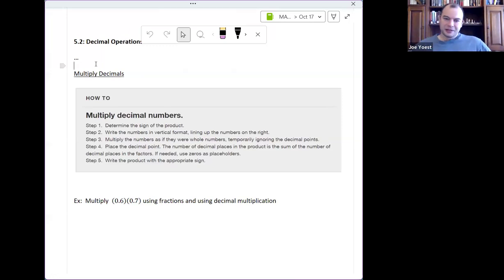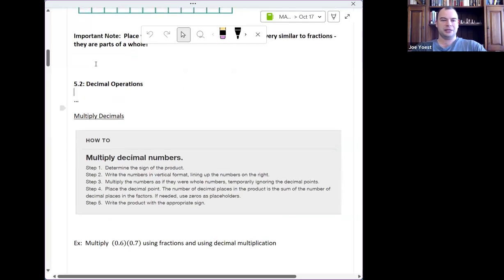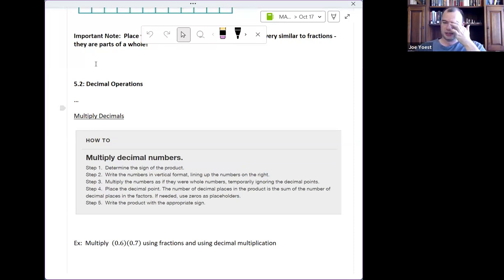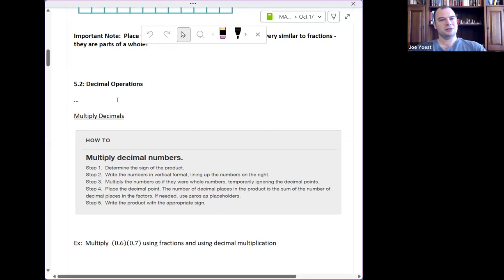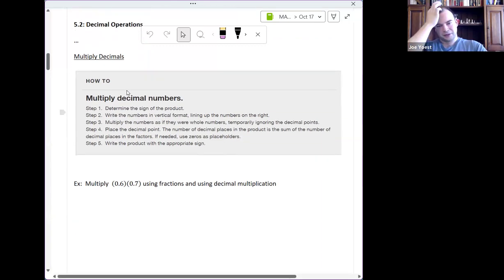So we talked last time about adding and subtracting decimals. The really nice thing about adding and subtracting decimals was that it worked very similarly to adding and subtracting whole numbers. We just had to align the decimal points and then bring that down in the answer. Now, multiplying decimals works a little bit differently. It's pretty similar to the procedure for multiplying whole numbers, but what to do with the decimal point is a little more complicated.